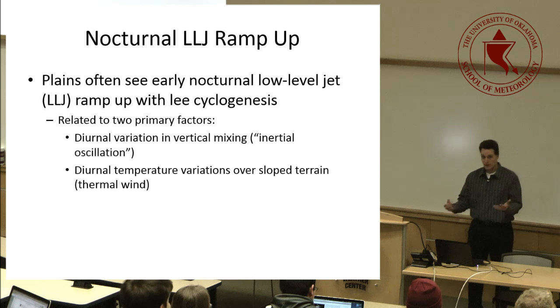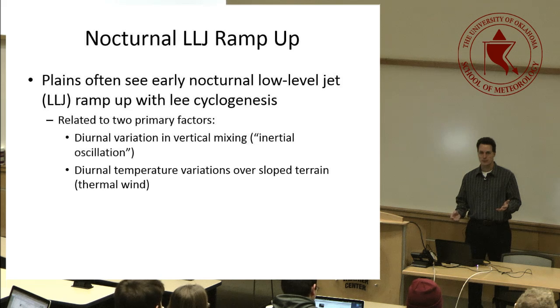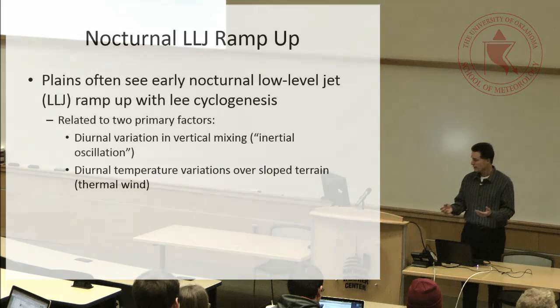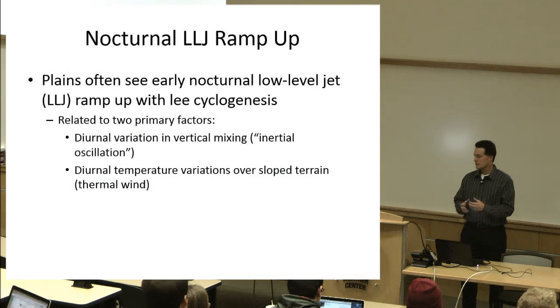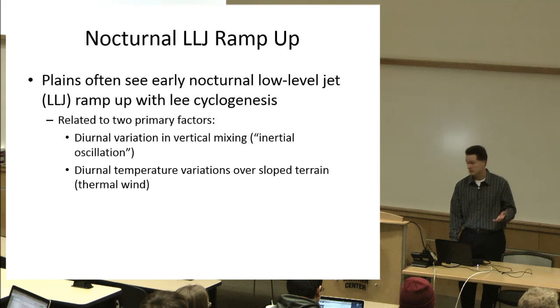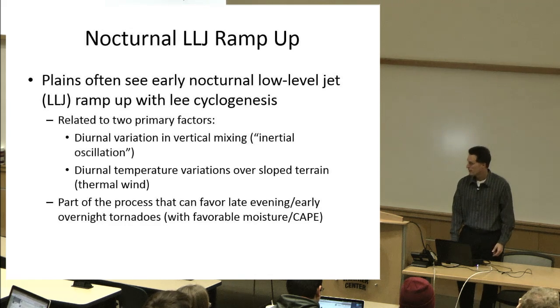There's also a diurnal variation in the rate of heating and cooling with sloped terrain. This is sort of a thermal wind argument. Point is, nobody's actually sure which one of these is the dominant contribution. So there's a lot of work being done on this. And I think there are people right now in this building working to consolidate these ideas. But the point is, you can get a rapid increase in low-level shear in that like 0 to 3Z time frame. And it happens pretty consistently over the high plains.